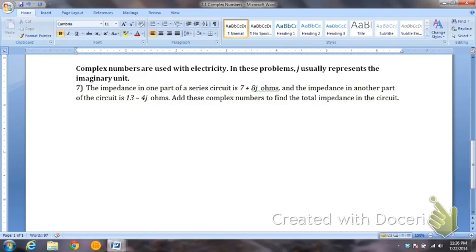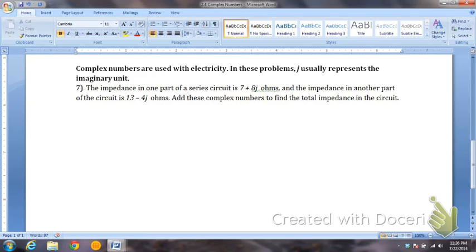Alright, then we talked about how Algebra 2 is all about story problems, right? So we can use complex numbers with electricity. In these problems, j usually represents the imaginary unit. The impedance in one part of a series circuit is 7 plus 8j ohms, which is just the unit of measurement, and the impedance in another part of the circuit is 13 minus 4j ohms. Add these complex numbers together to find the total impedance in the circuit.